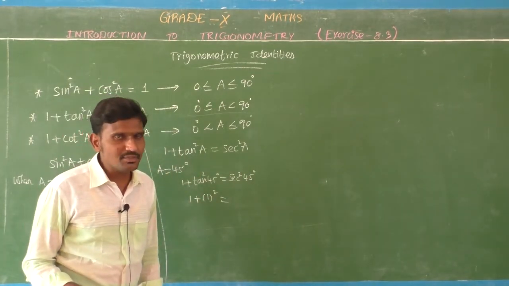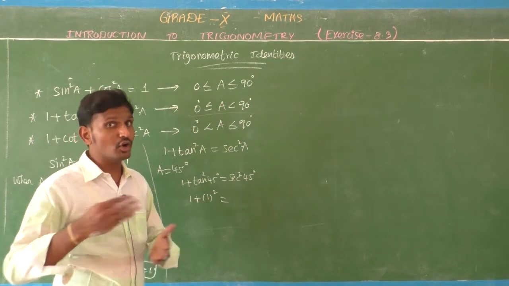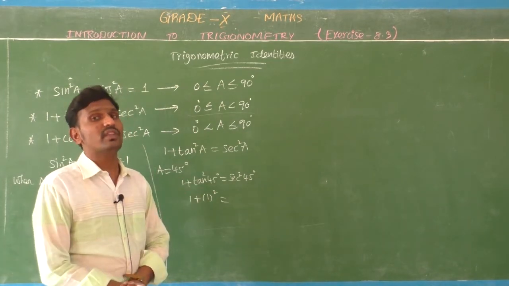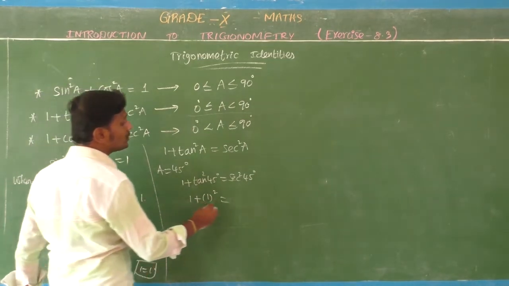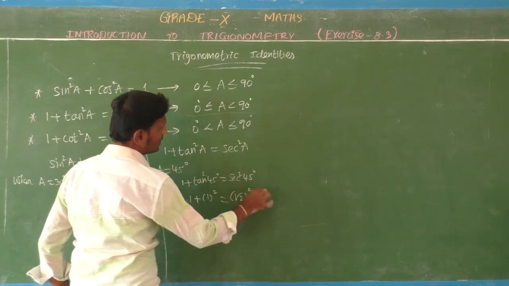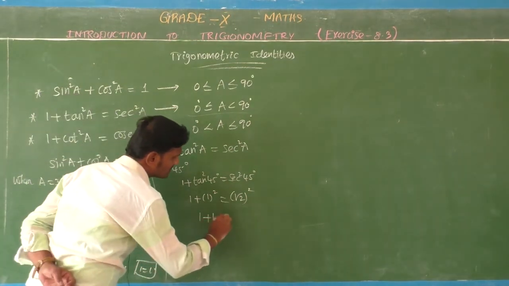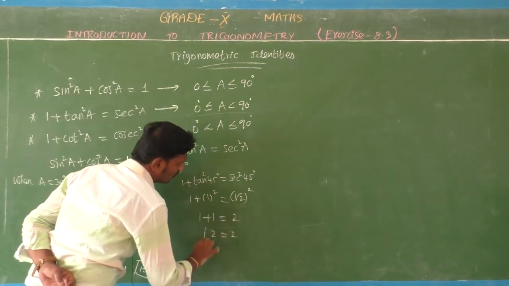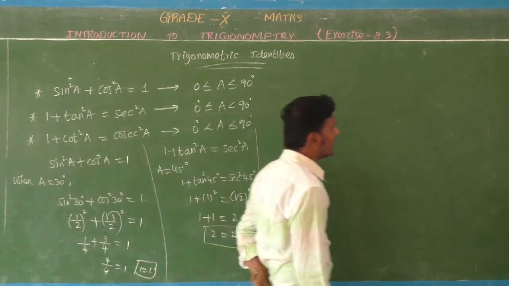Secant theta is the reciprocal of cos theta. So cos 45 and sin 45 both give the same value, that is 1 by root 2. Now the reciprocal of 1 by root 2 is root 2. So root 2 the whole square, root 2 the whole square. Now 1 plus 1 is equal to 2, so 2 equals 2. So this identity also is satisfied.